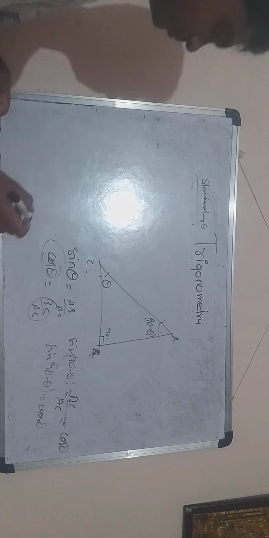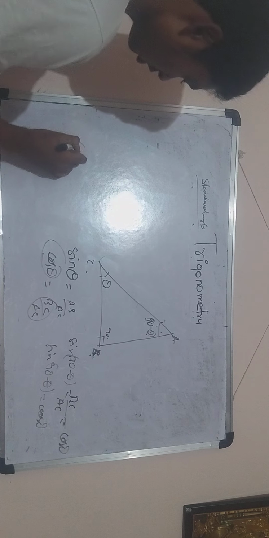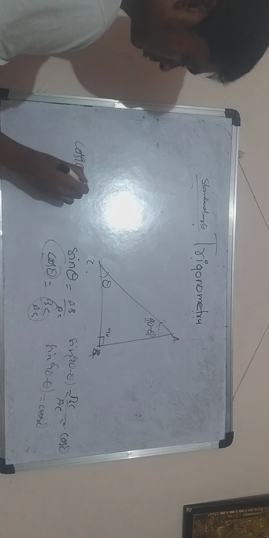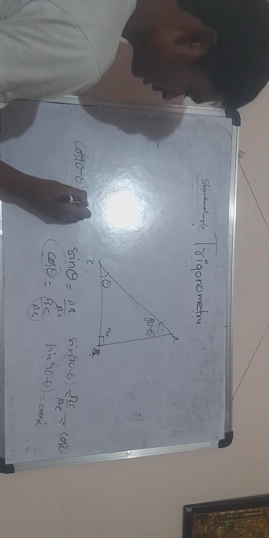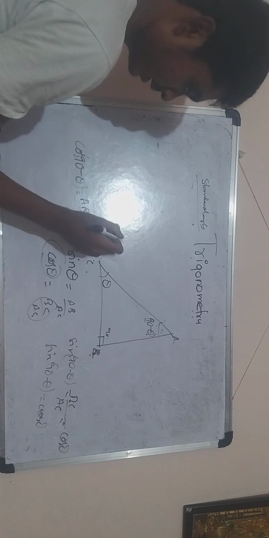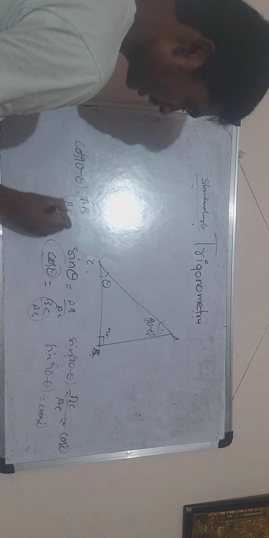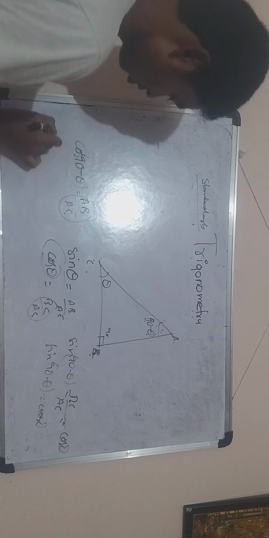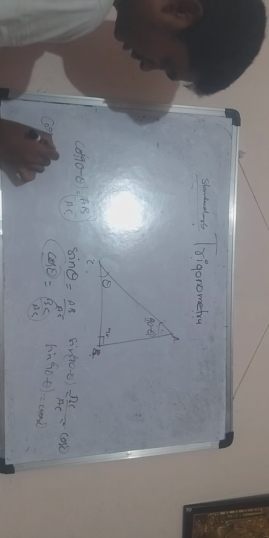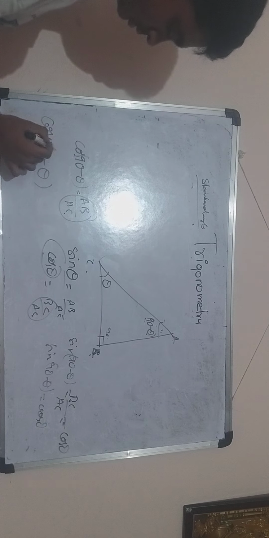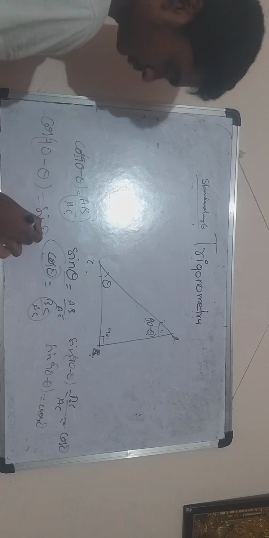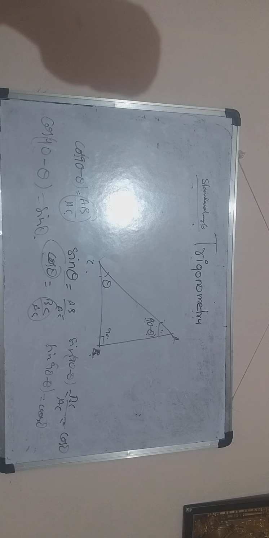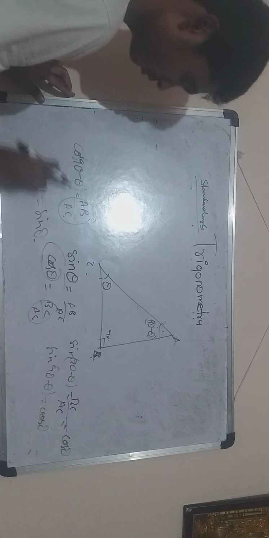Similarly, cos of 90 minus theta. This is the adjacent side, AB is the adjacent. AB by AC, so AB by AC is sin theta also. So cos of 90 minus theta is sin theta. This is the rule of complementary.